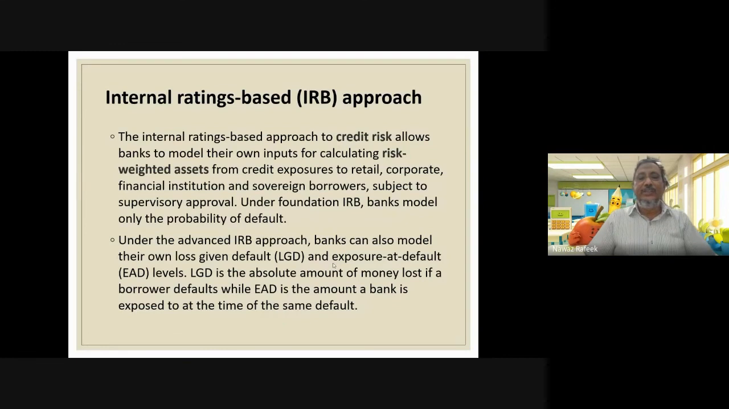Under foundation IRB, banks model only the probability of default. That is, which facilities are going to default. Under the advanced IRB approach, banks can also model their own loss given default and exposure at default levels. What are these items?